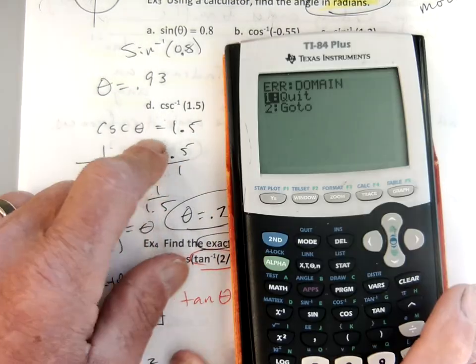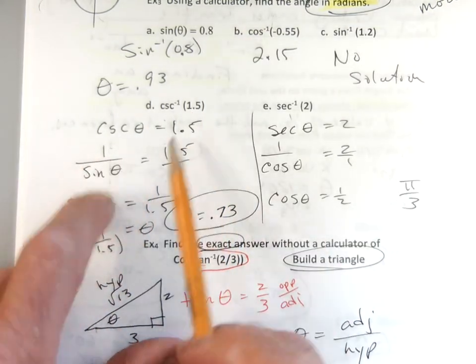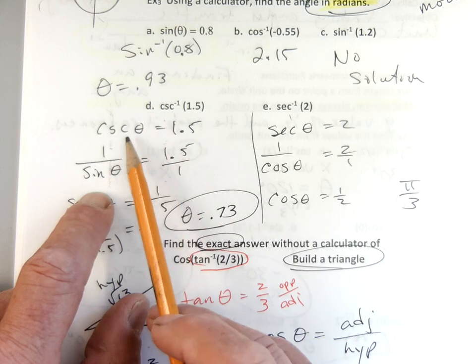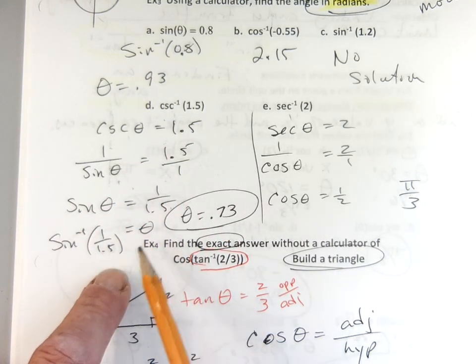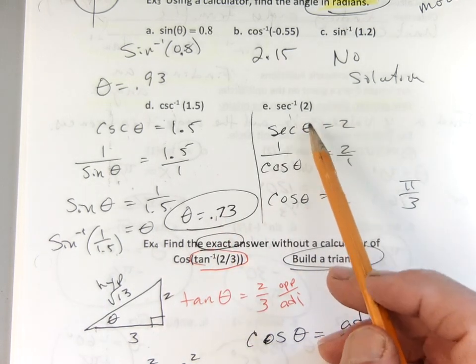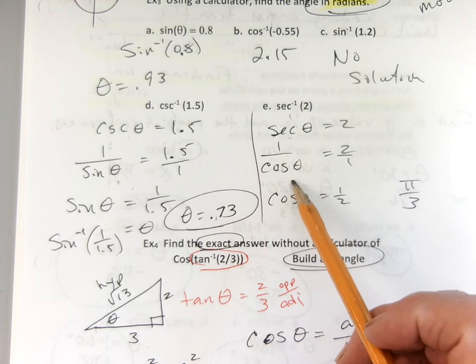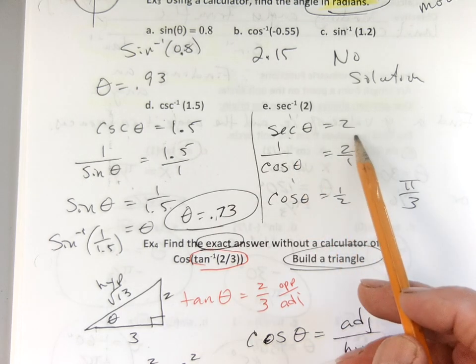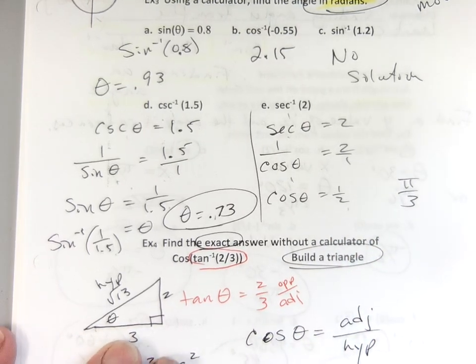Now, if you do the calculator for cosecant and secant, you don't have a button on your calculator for cosecant or secant. So what you have to do is change it first into sine. Cosecant is 1 over sine. We flipped it. We did the sine inverse of 1 over 1.5, and we got our answer. Same thing with secant. Secant's not on your circle or in your calculator. So I changed secant into cosine, 1 over cosine, 2 over 1. Then I flipped it, and it actually is on the unit circle, and I found that at pi/3.